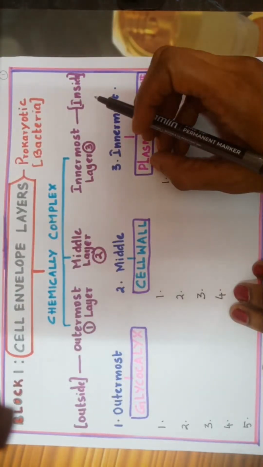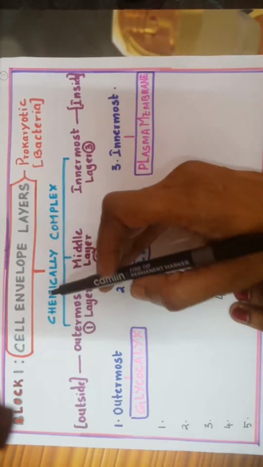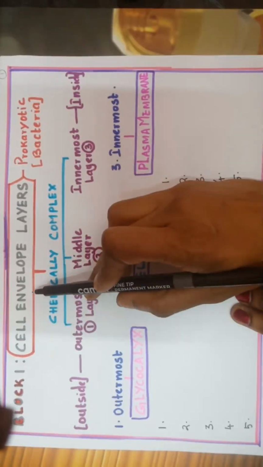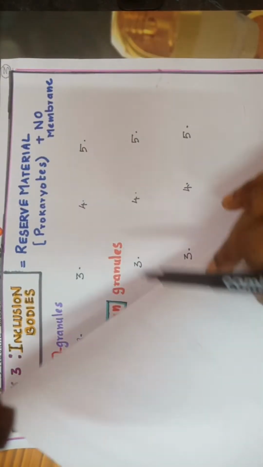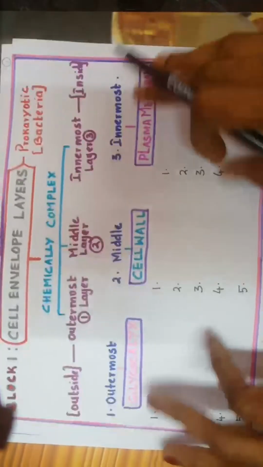Neural Lock NEET Series Day 3. Today we are going to see the cell envelope layers and the importance of each cell envelope layer. We are going to see about prokaryotic ribosomes and finally inclusion bodies reserve material. 3 blocks for today. So shall we start?